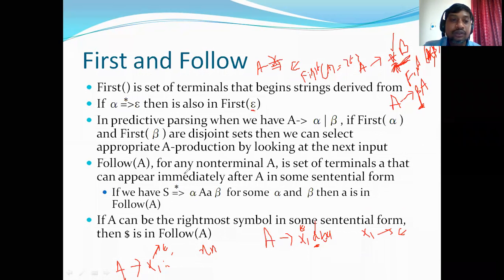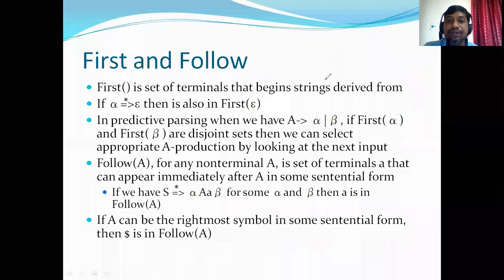So in predictive parsing, when we have A derives alpha beta, if first of alpha and first of beta are disjoint sets, then we can select the appropriate A production by looking at the next input. So for follow, we have three rules. The default follow for the starting symbol of the grammar is $.